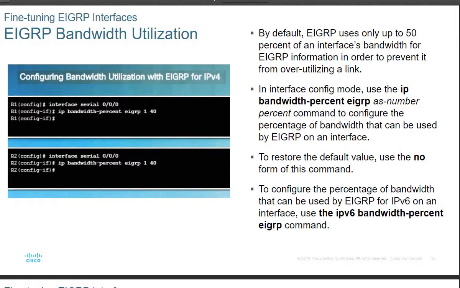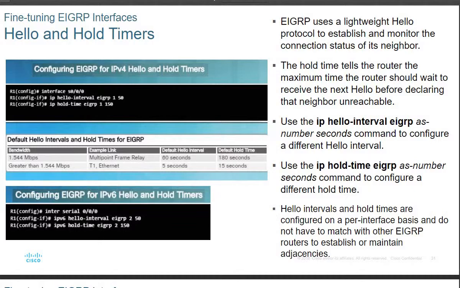In interface config mode, use the ip bandwidth-percent eigrp as-number percent command to configure the percentage of bandwidth that can be used by EIGRP on an interface. To restore the default value, use the no form of this command. To configure the percentage of bandwidth that can be used by EIGRP for IPv6 on an interface, use the ipv6 bandwidth-percent eigrp command.